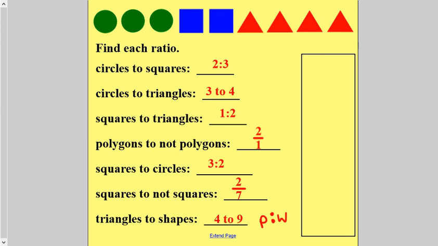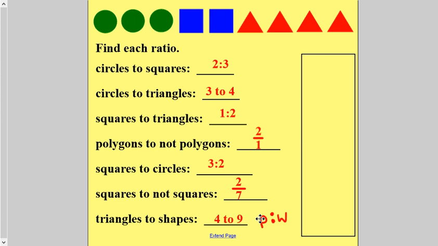The one above it where it says squares to not squares, that is a part-to-part because part of the group is squares and part of the group is not squares. That's different from triangles to shapes. Part of the group are triangles. The whole group is made up of shapes, though. So that's what makes that a part-to-whole ratio.